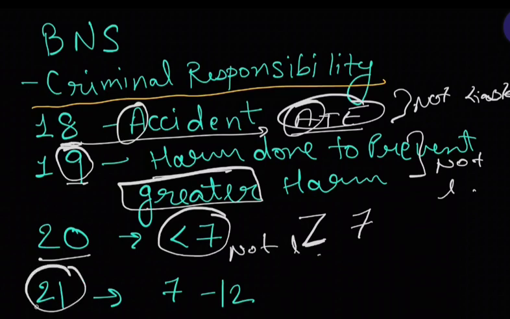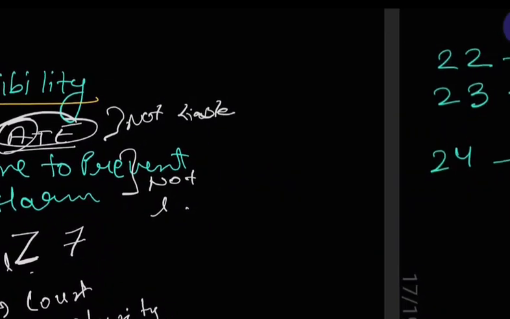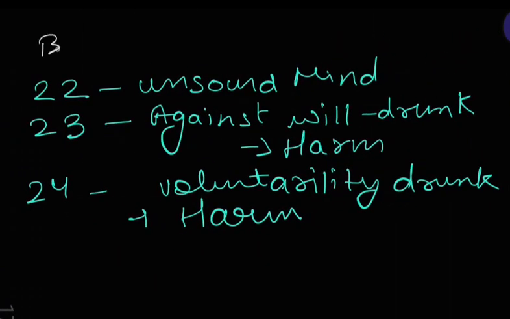Then BNS 21, so we can reverse 2 and 1, it becomes 12. So a person with age 7 to 12, then the punishment will be decided by the court depending upon the maturity of the child or the mental capacity of the child. Then we come to BNS 22. 22, we can remember it's a person who's seeing double or something like that. So basically it's a person of unsound mind, so they cannot make decisions, so they are again not liable under court for the crime they did.